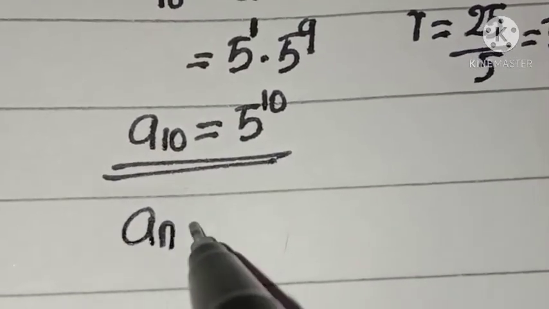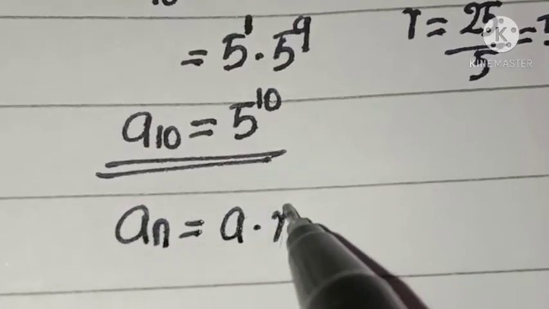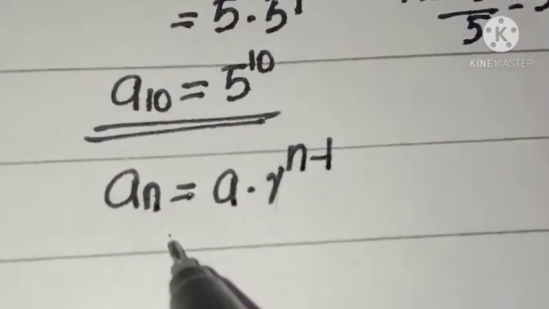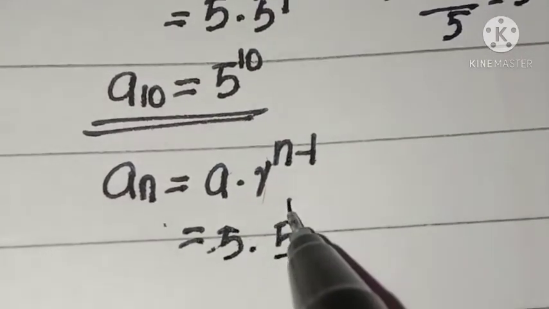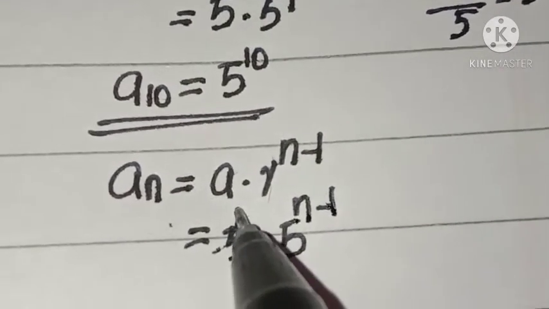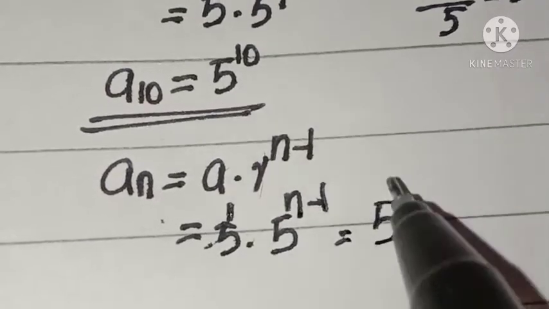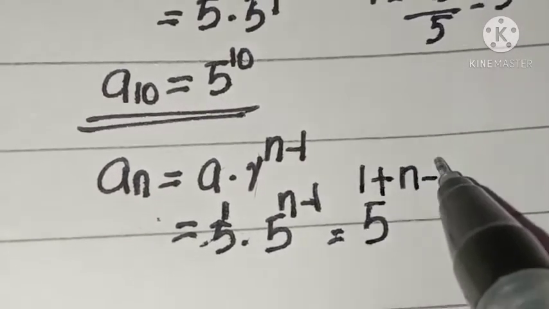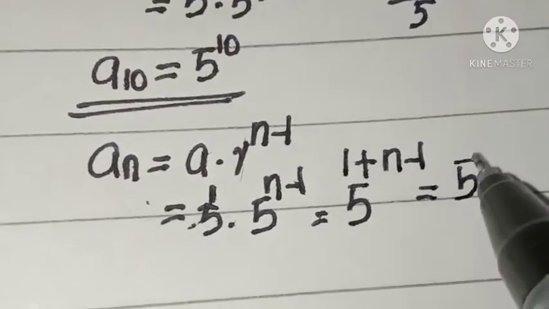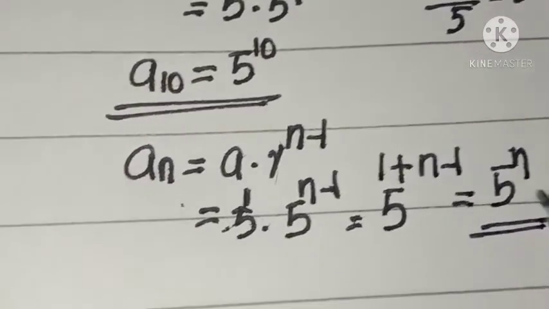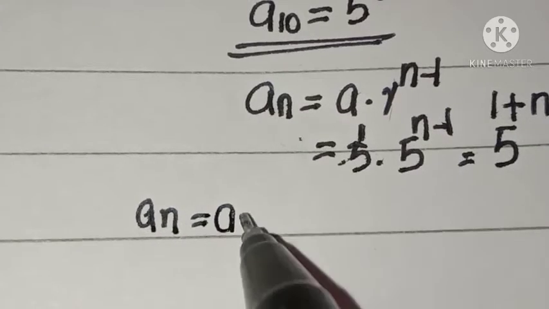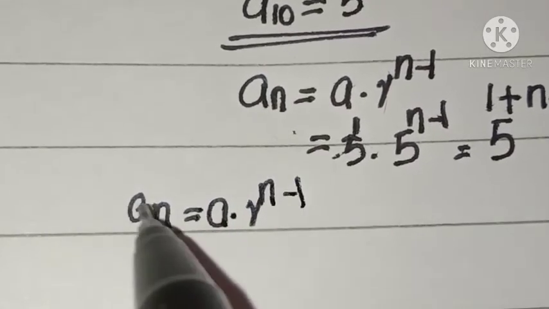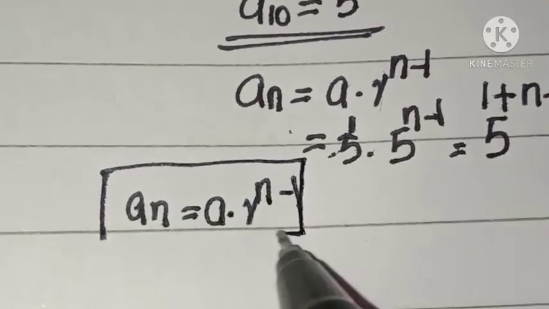Now listen, the nth term. The nth term is obtained by A into R raised to n minus 1. That is 5 into 5 raised to n minus 1. Now this can be written as 5 raised to 1 plus n minus 1. So it is equal to 5 raised to n. Okay. So learn by heart the formula: AN, the nth term, is obtained by A into R raised to n minus 1.